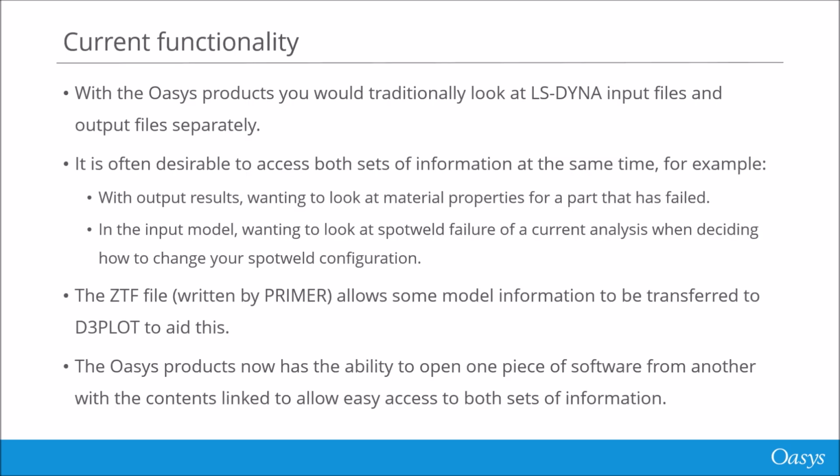So with the Oasys products, you would traditionally look at LS-DYNA input files and output files separately. But it's often desirable to access both sets of information at the same time. So for example, with output results, wanting to look at material properties for a part that has failed. In the input model, wanting to look at spot weld failure of a current analysis when deciding how to change your spot weld configuration. So the ZTF file, which is a file written by PRIMER, allows some model information to be transferred to D3plot to help with this.